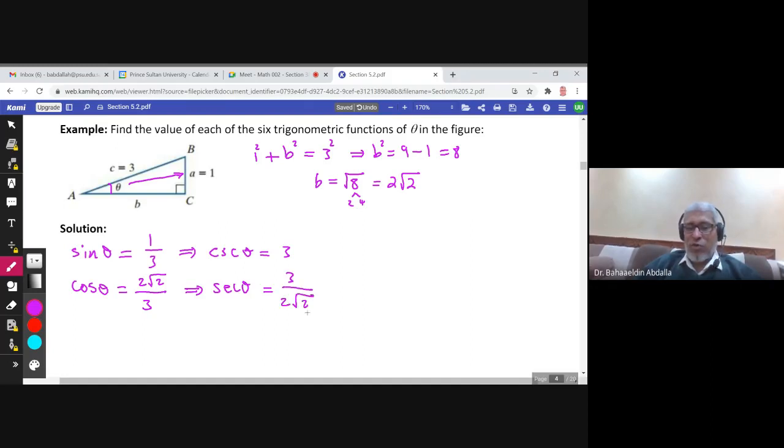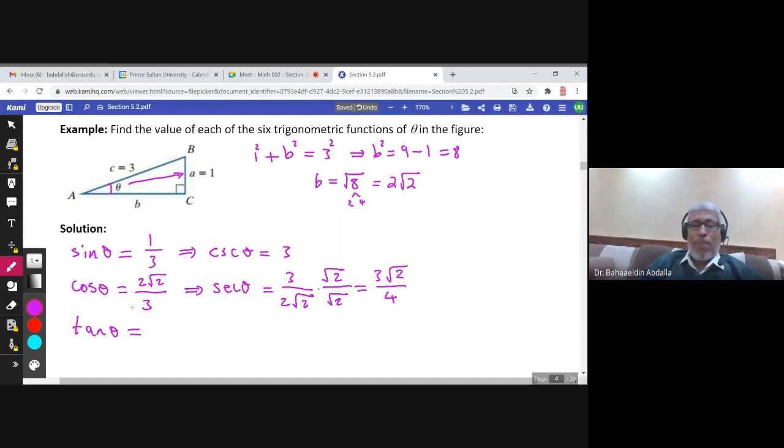Now, I have a square root of 2 in the denominator. I need to rationalize the denominator, so I multiply by square root of 2 over square root of 2. I get in the numerator 3 times square root of 2, and in the denominator, I have 2 times 2, because square root of 2 times square root of 2 will give you 2. 2 times 2 is 4, so that's the answer. This is secant theta.